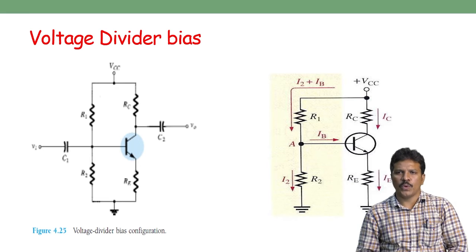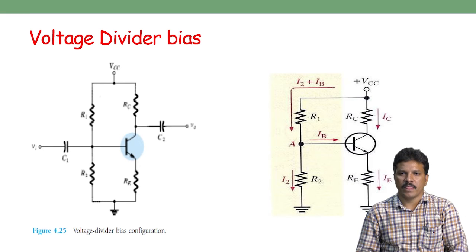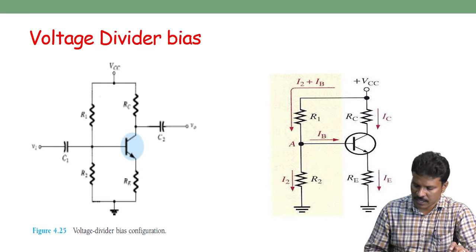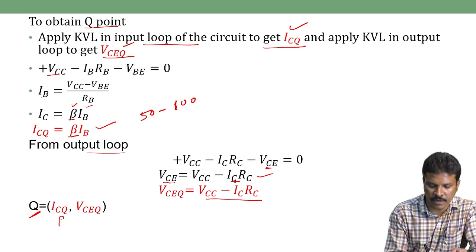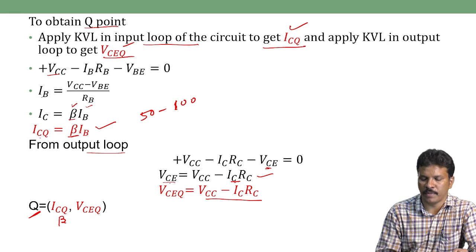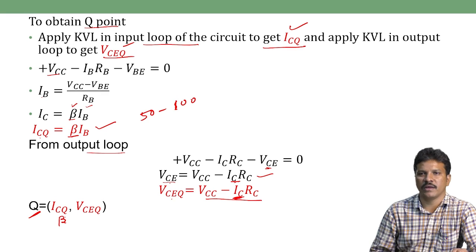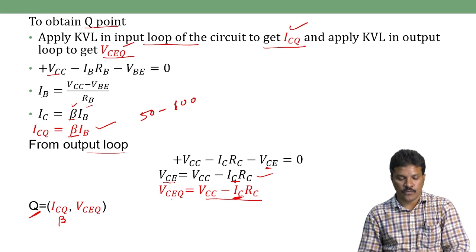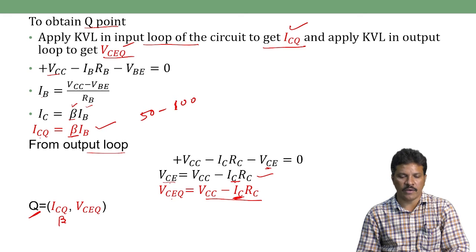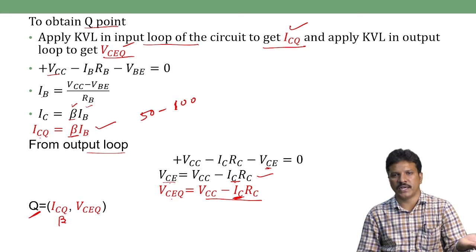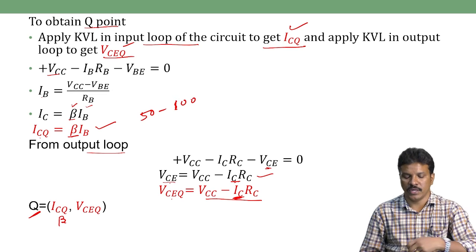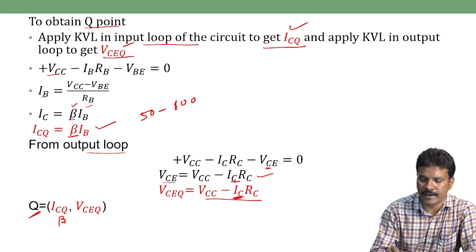So in order to avoid this variation in the beta, if you see here, the Q point depends on beta. ICQ depends on beta. And also VCQ depends on VCC minus ICRC. IC depends on beta. So in order to get this Q point for this fixed bias, which depends on the beta, beta depends on temperature. So actually these are interrelated.